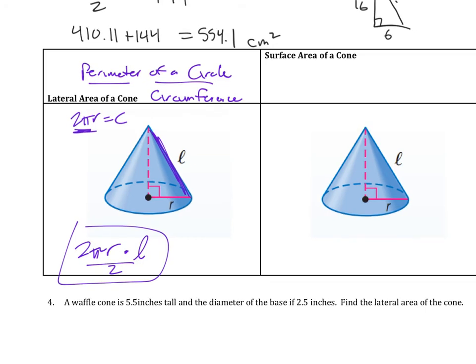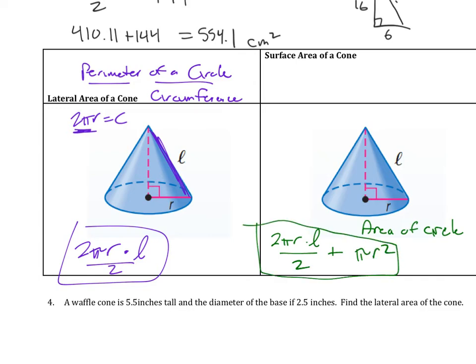How does that change for surface area? Well, I keep the lateral area, but then I add the area of a circle, which is just going to be pi r squared. How do I know it's pi r squared? Well, I know my base is a circle. It's not going to be a hexagon or pentagon or octagon or anything like that. I know it's going to be a circle. I just got to know what the radius is.